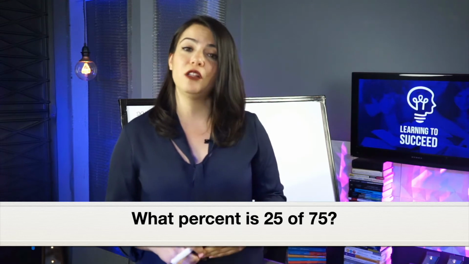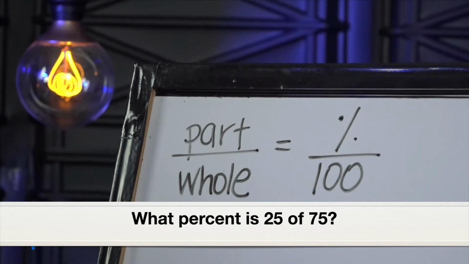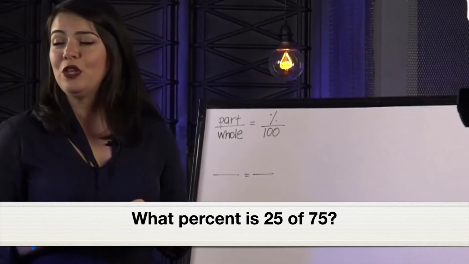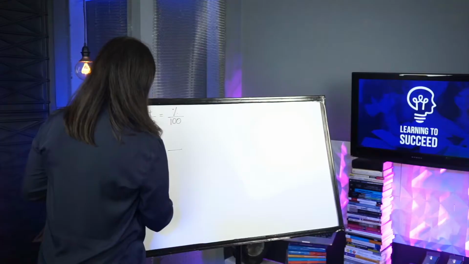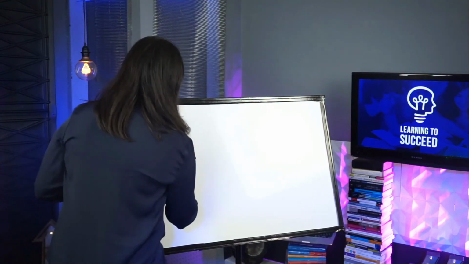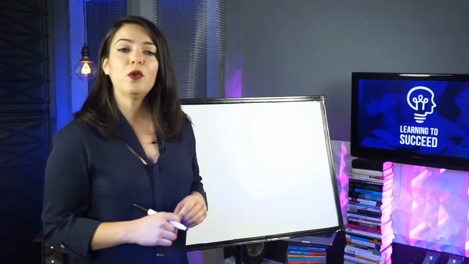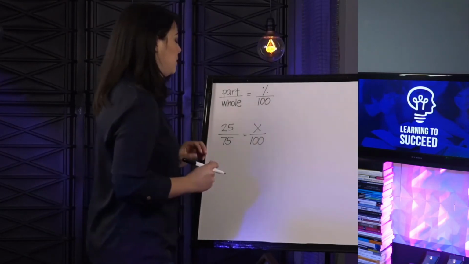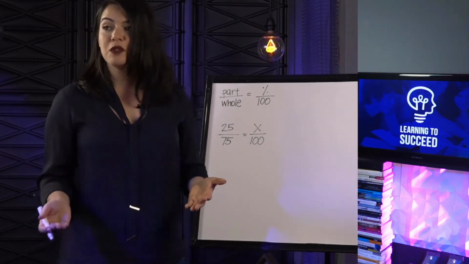So we can plug in all of these givens into our equation. Our equation, remember, is part over whole equals percent over 100. So, do we know the part? Yes, we know that the part is 25. Our whole is 75. And 100 always goes down here. In this situation, what we're missing is the percentage. So we're going to call that x because it is our unknown. Now, whenever we have two fractions equal to each other, we can cross multiply. So let's do that.